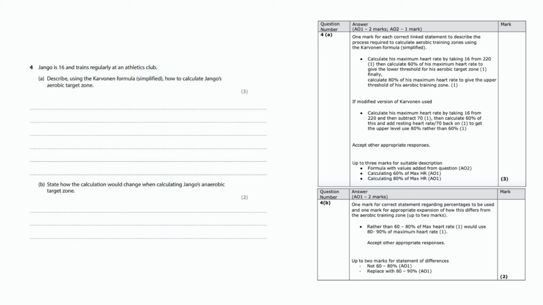The first thing we're going to be doing is saying that maximum heart rate is 220 minus age. Therefore, Django's maximum heart rate is 204. So that's going to be your first mark. 60% of 204 is 122.4. 80% of 204 is 163.2. Therefore, Django's aerobic training zone is between 122 and 163 beats per minute. If you've worked that out and put the similar workings, then you're going to get all 3 marks.